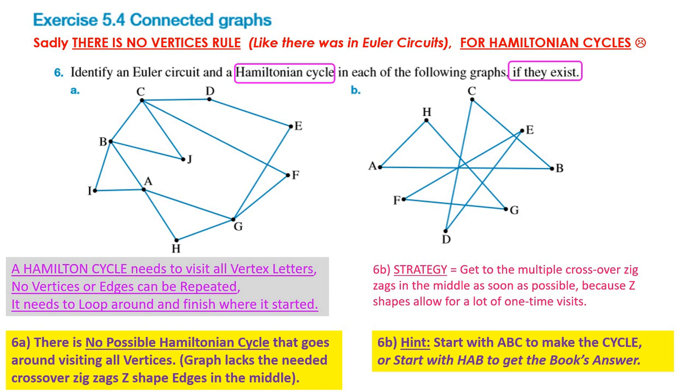If you want to get the book's answer, you need to start with H, A, B, and then start doing all these sort of crisscross zigzags. So go for either one, A, B, C to start off with, or H, A, B if you want to, and we'll leave you to finish that one off to do a Hamiltonian cycle. If you're starting at A, of course, you've got to make sure when you finish, you end up back at A. And if you're trying the book's answer, starting at H, you need to end up back at H, and make sure you've only been to each vertex dot once during that whole journey.